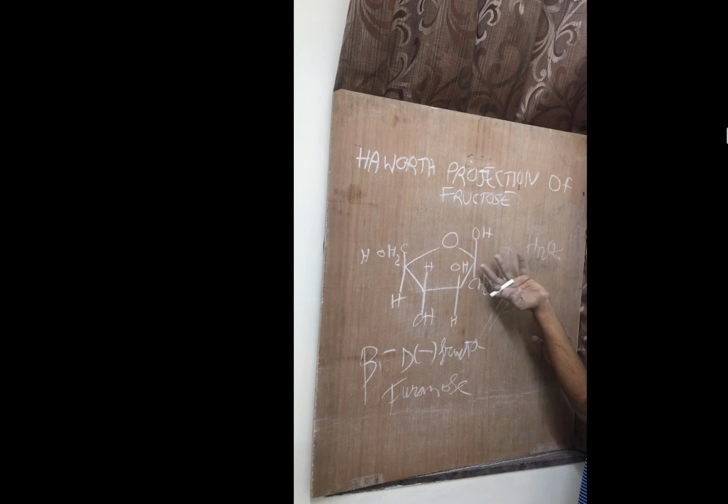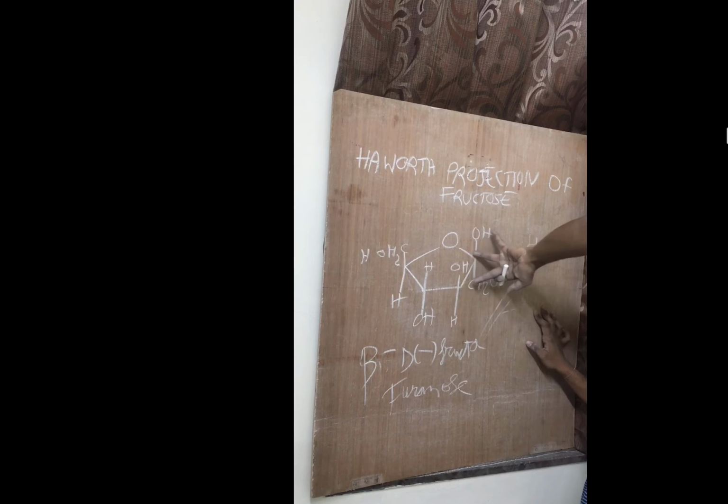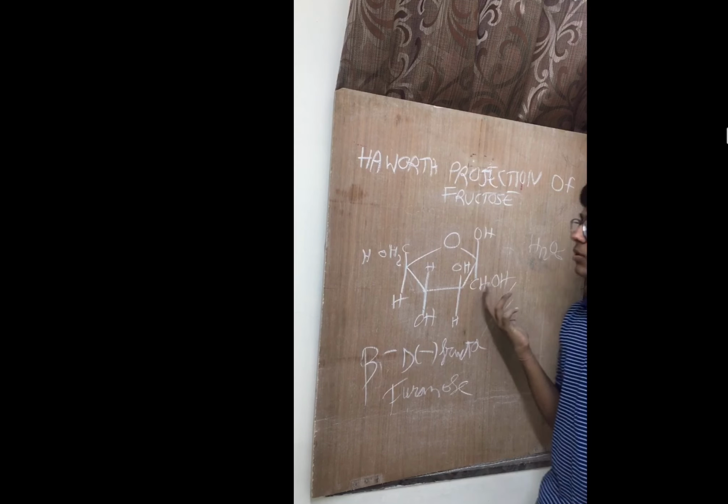Just rotate this, right? So it will become beta. Now just again rotate this, then it will become alpha. Okay, so now it's very easy.